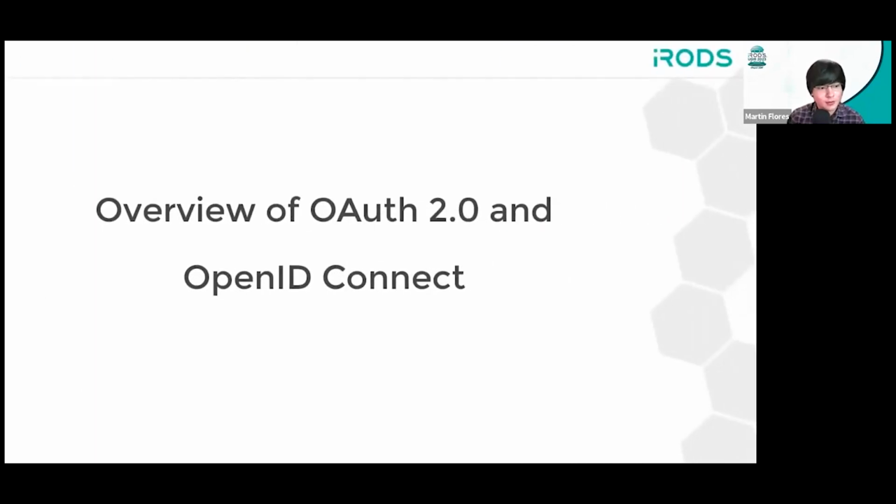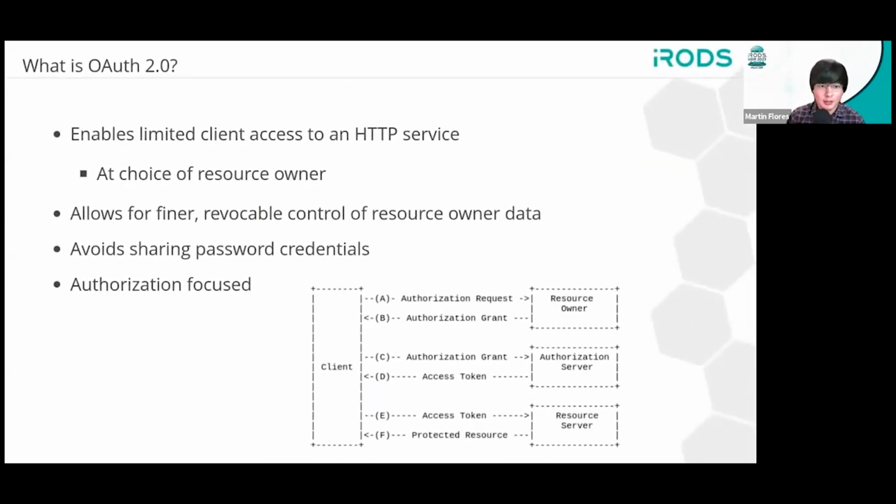Okay, so moving on to an overview of OAuth 2.0 and OpenID Connect. We're briefly going to talk over some high-level concepts of both OAuth 2 and OpenID Connect, as well as briefly mention how they work together. OAuth 2.0 is largely focused on effectively limiting client access to an HTTP service. This is at the choice of the resource owner and user. It allows for finer and revocable permissions to resource owner data and avoids sharing password credentials, which was a pretty big thing and still is pretty important.